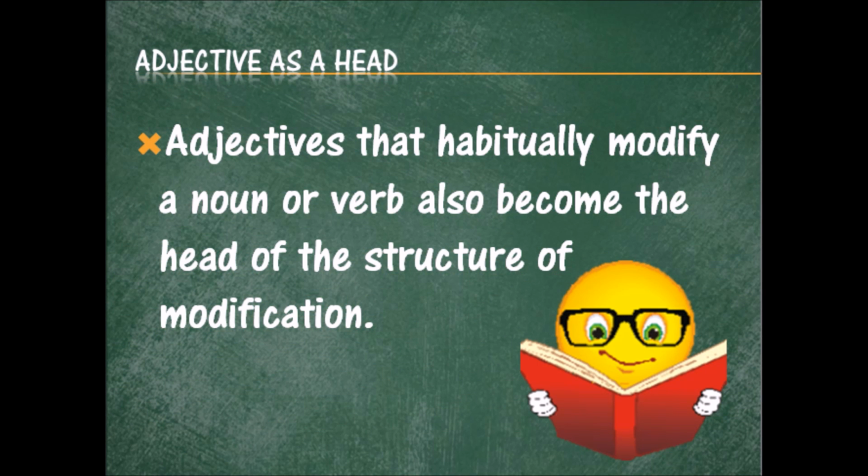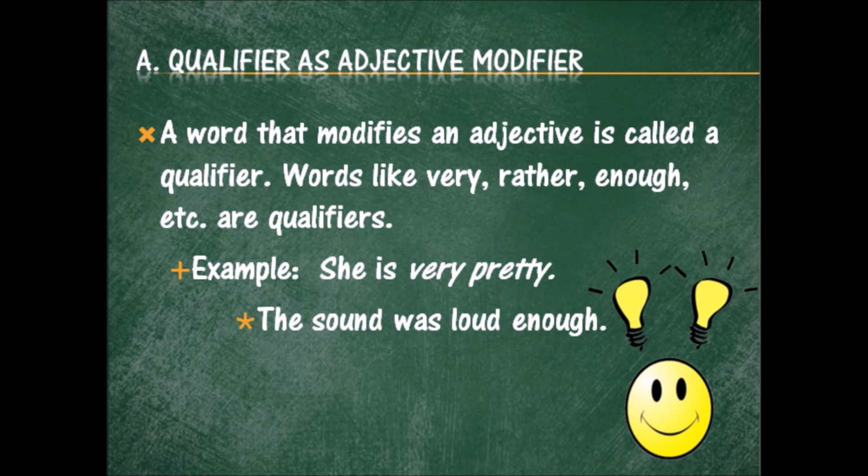Adjective as head. Adjectives that habitually modify a noun or verb also become the head of the structure of modification. A. Qualifier as adjective modifier. A word that modifies an adjective is called a qualifier. Words like very, rather, enough, and others are qualifiers. Example: she is very pretty. The sound was loud enough.